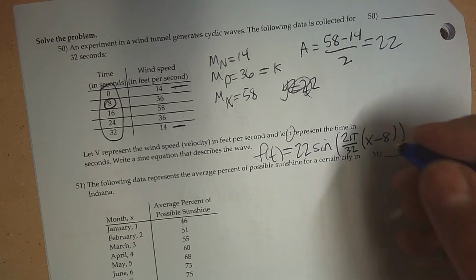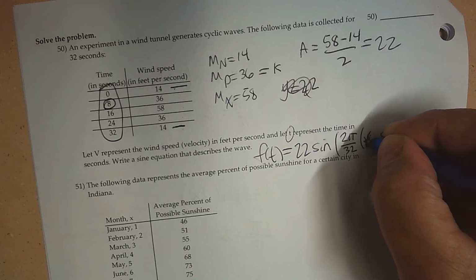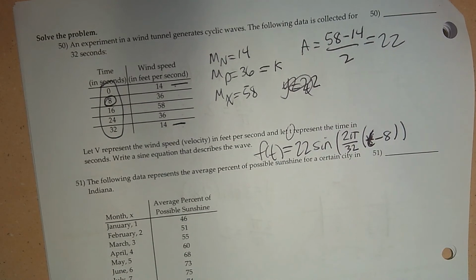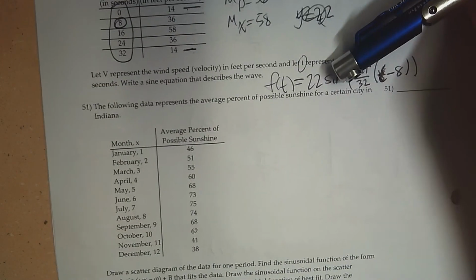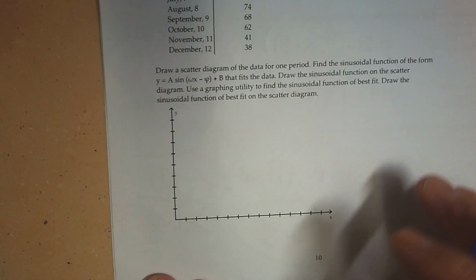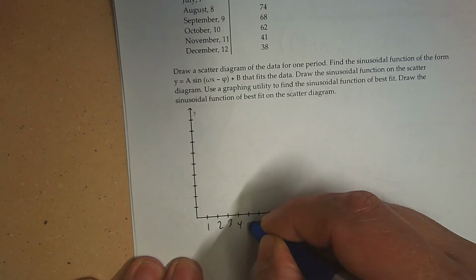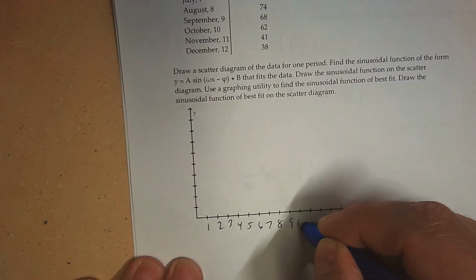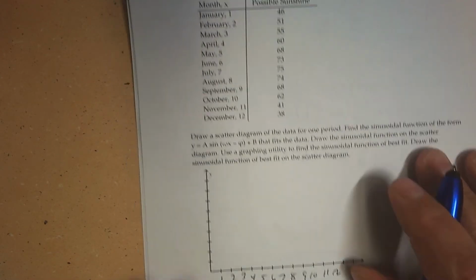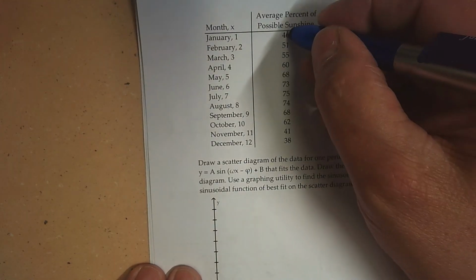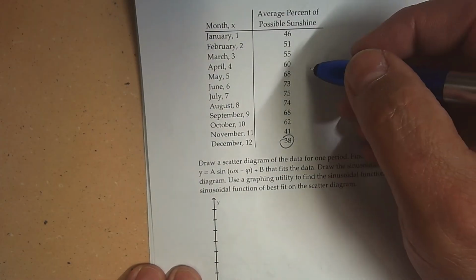Oh, and this should be a t, not an x, because our variable is t. Let's try it again. So in this example, first of all, you have to do a scattergram, which is kind of fun. So we're going to go 1, 2, 3, 4, 5, 6, 7, 8, 9, 10, 11, 12 for all the months. I'm going to look at the data. So it goes from 38 as my low up to 75.